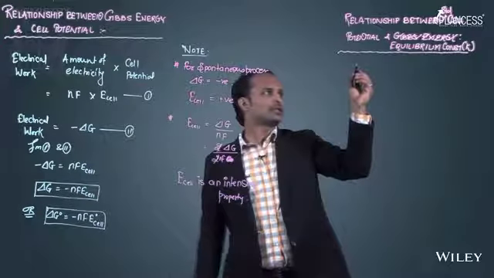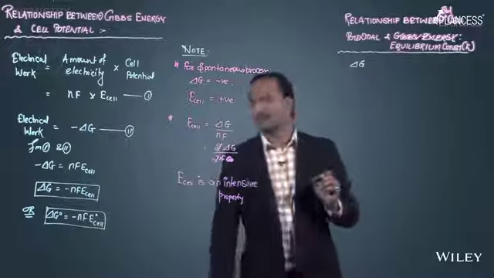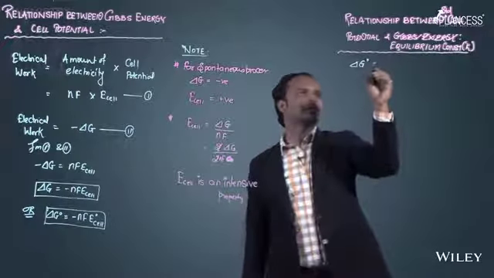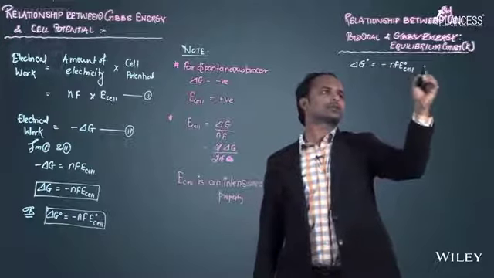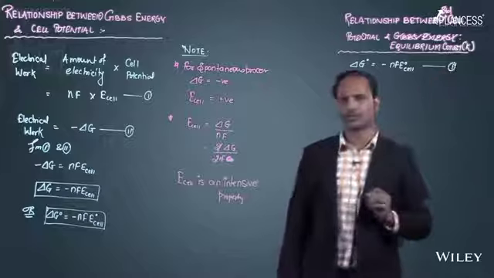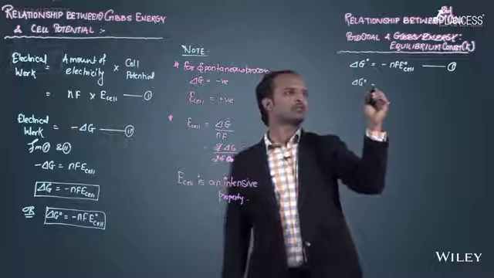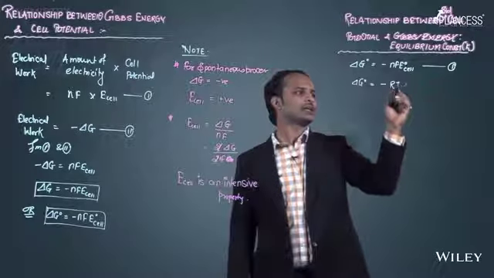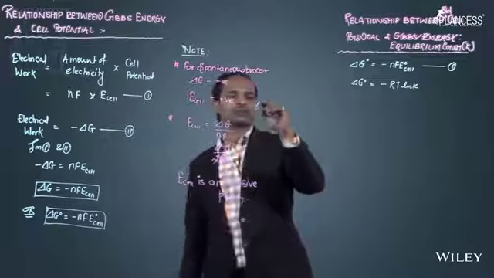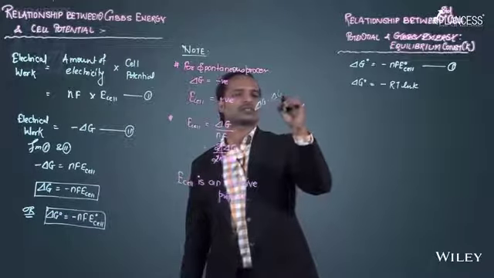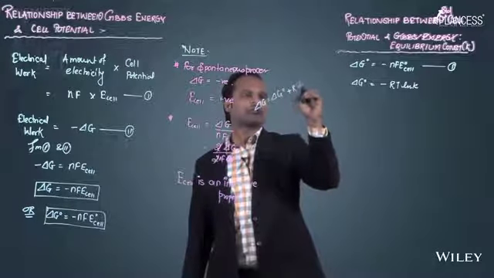Now here I can say the delta G. We got a formula for the delta G, that delta G naught is equal to minus nFE naught cell. We just derived this formula. In thermodynamics, we have learned one more formula for the delta G naught, that it is equal to minus RT ln K. In thermodynamics, we have a relationship between the Gibbs energy and standard Gibbs energy, that delta G is equal to delta G naught plus RT ln K.